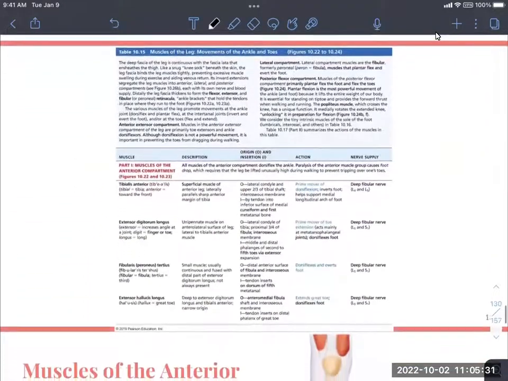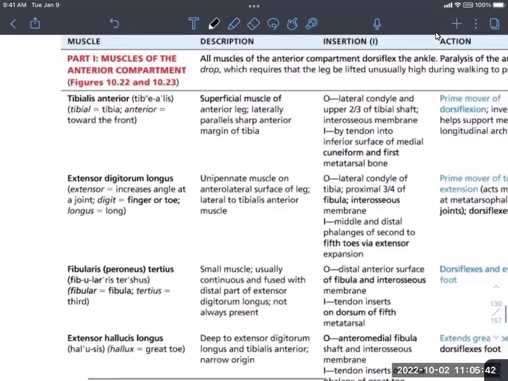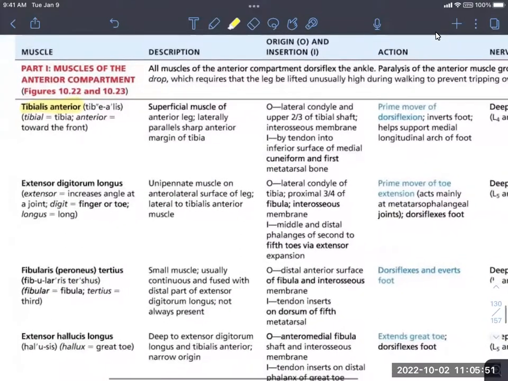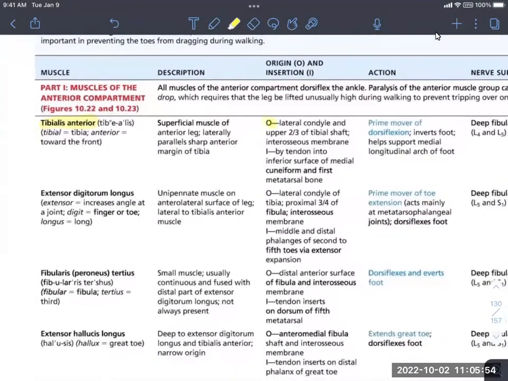So let's go to the front of the leg. We are almost done with these. We're at the bottom half of the leg. We have tibialis anterior. There we go. Tibialis anterior is going to originate at the lateral condyle of the tibia and the proximal tibia.